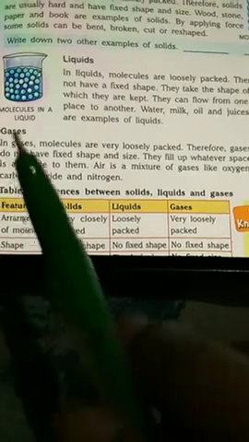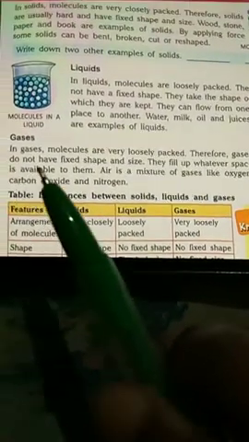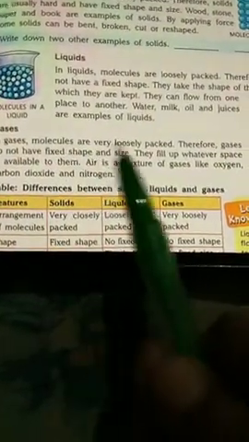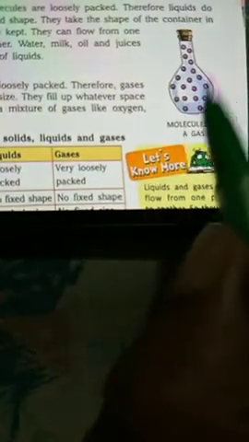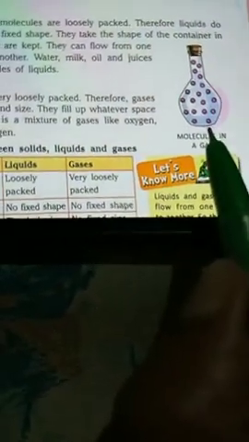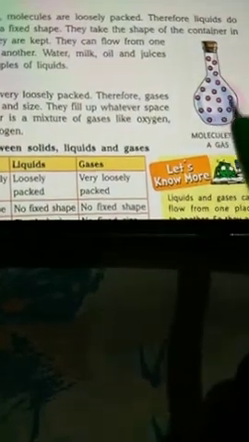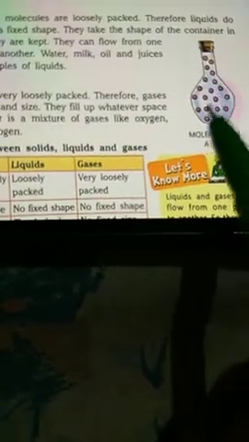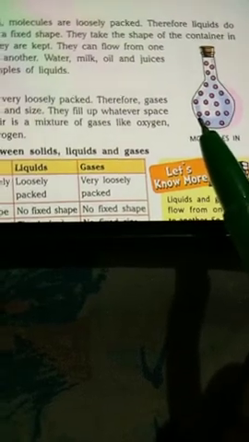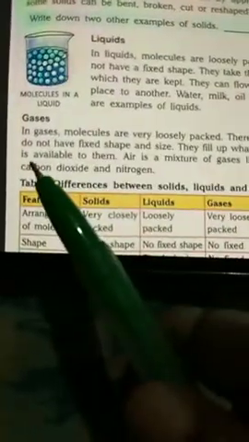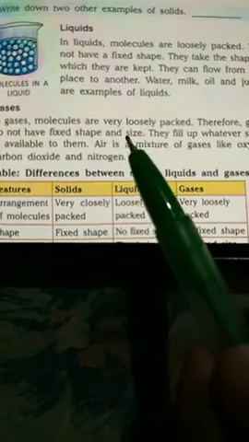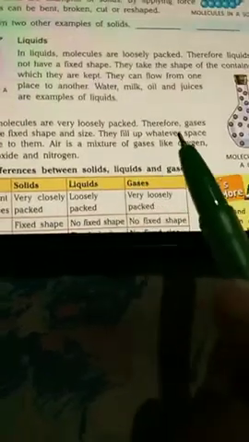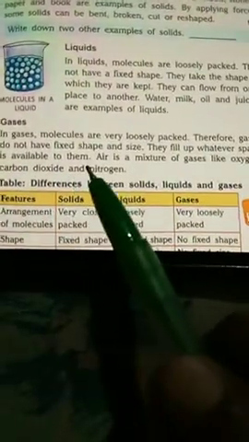Next is the gases. In gases, molecules are very loosely packed. As you can see in the pictures, there is too much space between the molecules. The molecules are very loosely packed. The space between the molecules is too large. And therefore, gases also do not have a fixed shape and size. They fill up whatever space is available to them.